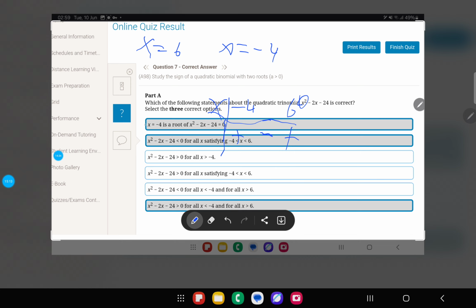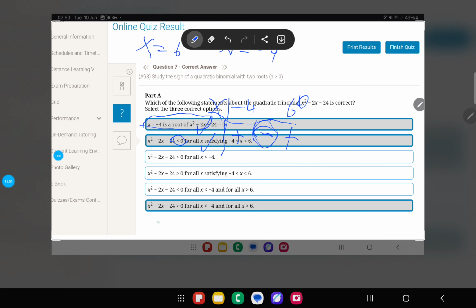Now we solve. x equals negative 4 is a root. That's correct. Okay. x squared minus 2x minus 24 is less than 0 for all x satisfying... Okay, so it's less than 0. They're asking for negative, right? Negative is between. So you do negative 4 less than x, and x is less than 6. It's between. Because they're asking for negative, right? So when they ask for whatever sign, you will always look where it's at. If they're asking for negative, negative is in the middle, so it's between. Alright? Now, so this is correct.